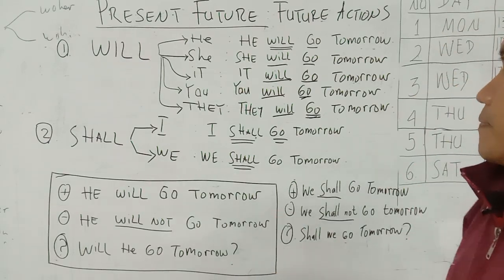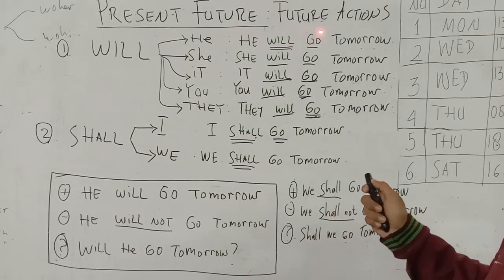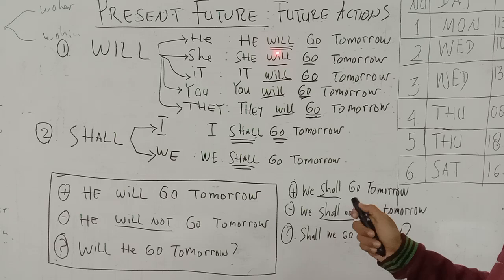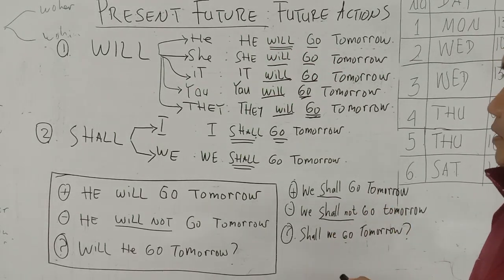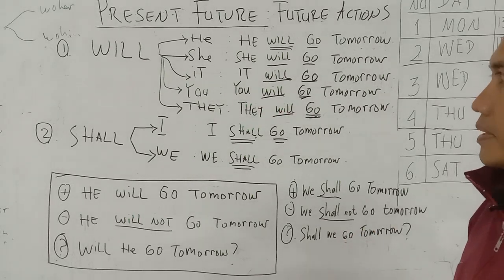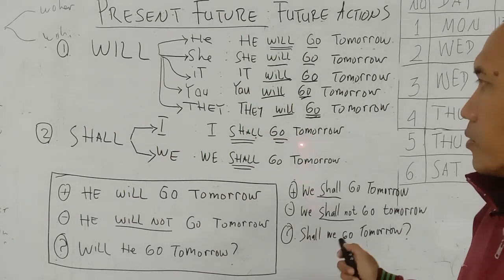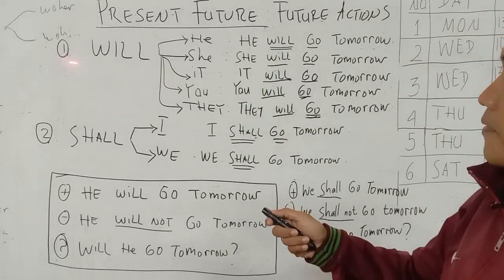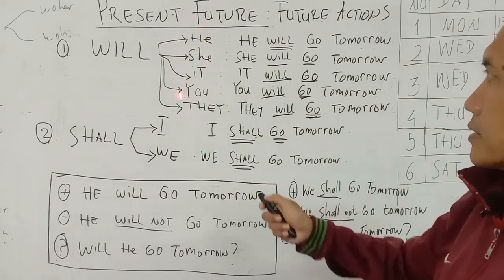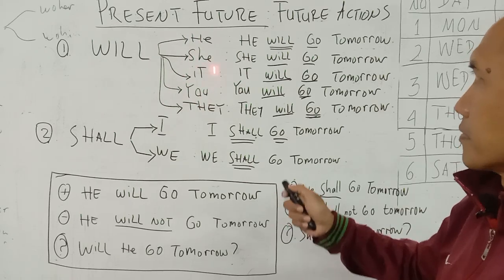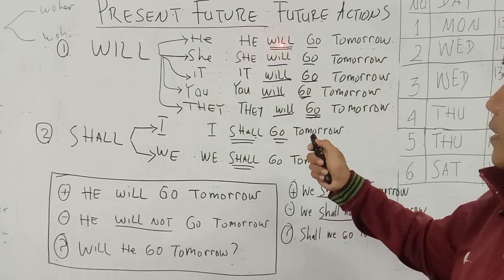Let's see will. Will, the subject he, the example. He will go tomorrow. She will go tomorrow. It will go tomorrow. You will go tomorrow. They will go tomorrow. And shall, I shall go tomorrow. We shall go tomorrow. From will, those subjects have the same form. He will.